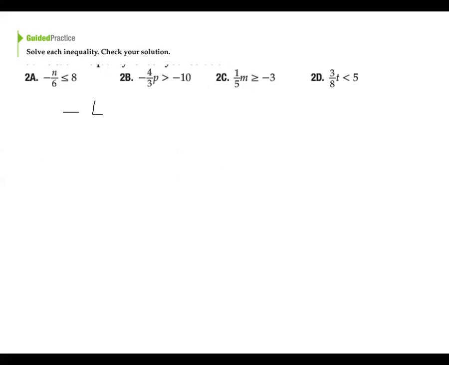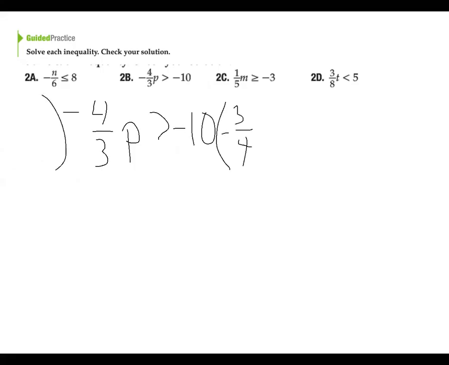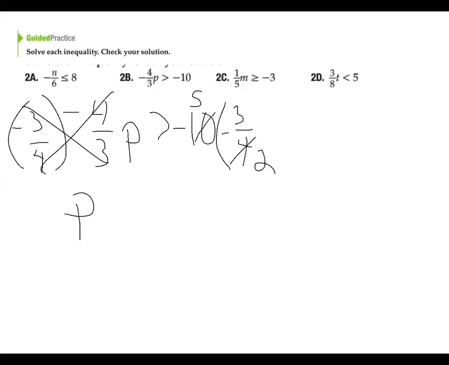This one, if I have the original inequality, multiply both sides by its reciprocal, so negative 3/4. Those cross cancel. The 10 and the 4 cross reduce to a 5 and a 2. And the symbol reverses, and you would get positive 15 over 2. Okay.